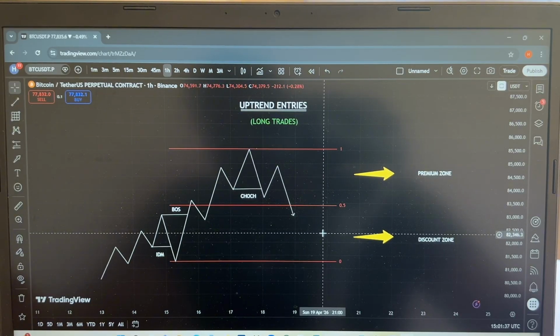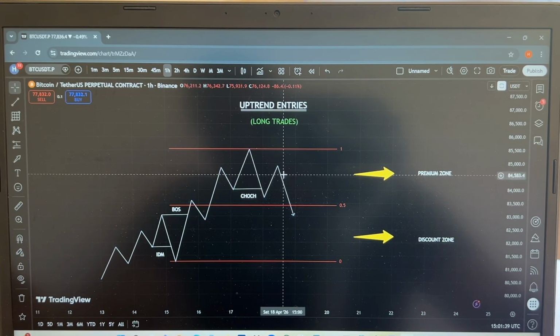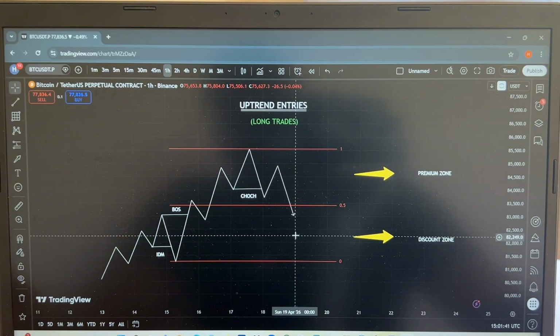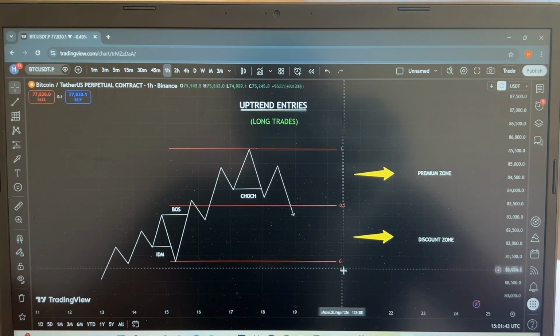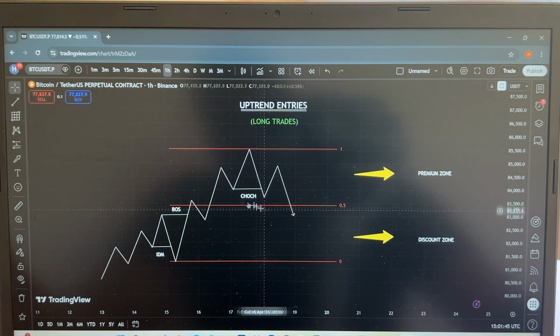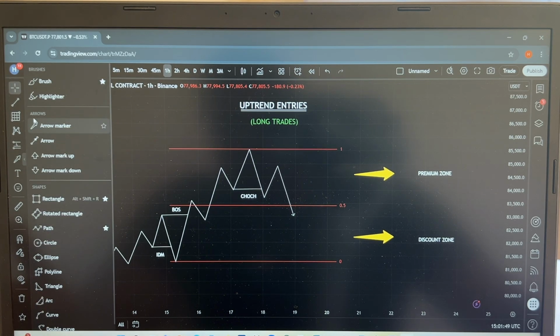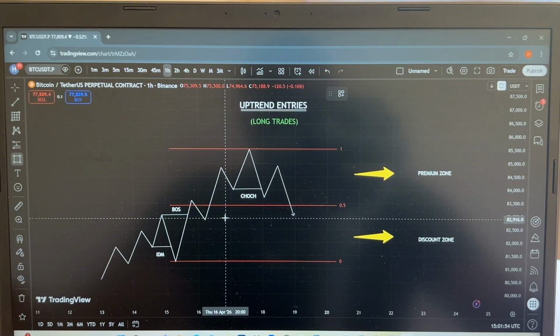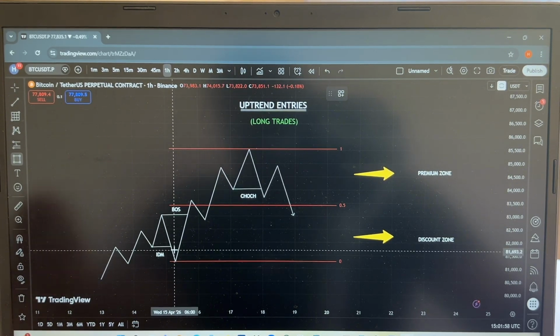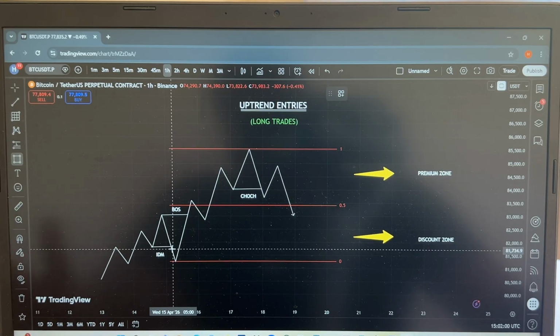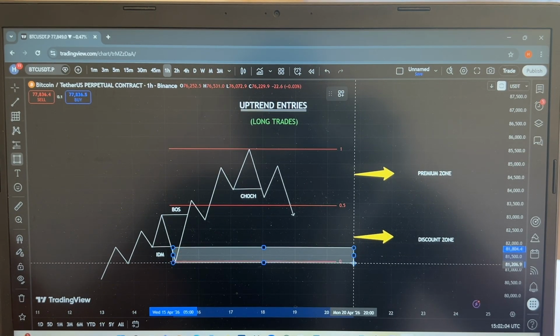Now you can clearly see that it has made a change of character. It broke down towards the 0.5 and 0 level. Then what we are going to do is identify all the FVGs, hidden order blocks, and the extreme order block. You can clearly see, I've taught you guys where to find the extreme order block. Just go ahead and find the extreme order block.